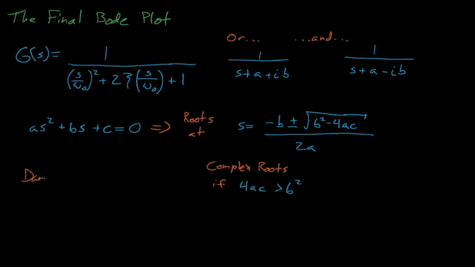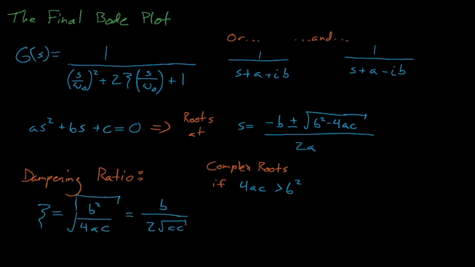The damping ratio, or the squiggle variable, is defined as the square root of b squared divided by 4ac. And we'll see soon that the damping ratio impacts the shape of the gain Bode plot.